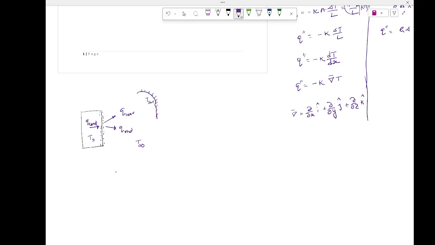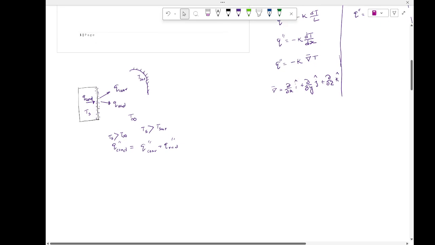Depending on the temperature situation, if Ts is higher than T infinity and Ts is higher than T surrounding, then you can write Q conduction equals Q convection plus Q radiation. Now this could be a flux, or it could be a total rate, depending on the situation you are dealing with. And that's the module 1 and 2 review done, not the math yet, but theory-wise.